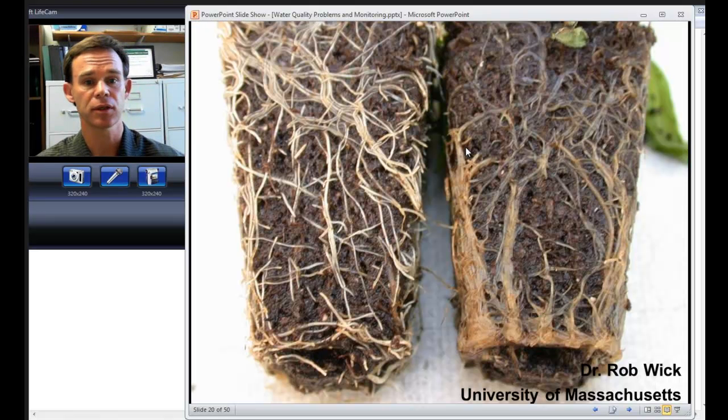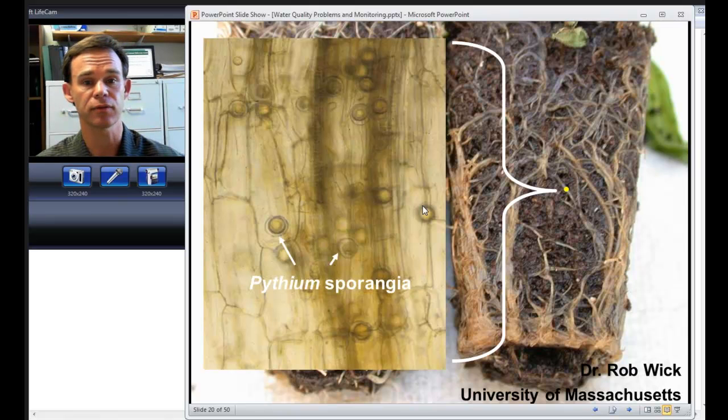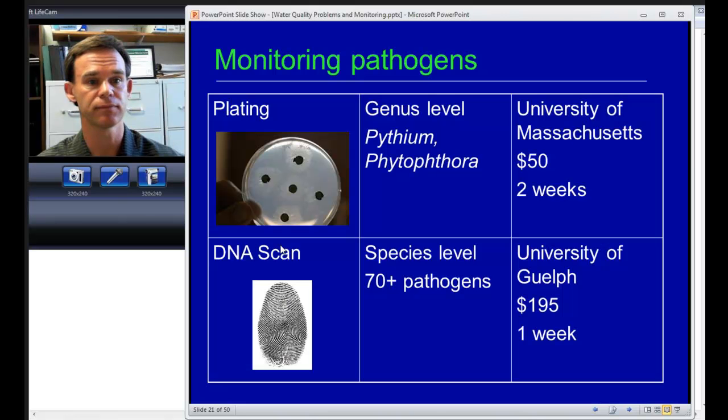So here is a healthy root system and a diseased root system. This photo is from Dr. Rob Wick at University of Massachusetts. And in these liners, if we just take a small sample here, which Dr. Wick took and put under the microscope, then these are sporangia, and inside every one of those sporangia, they can release a number of zoospores, which are the swimming infective spores of Pythium that can cause root diseases.